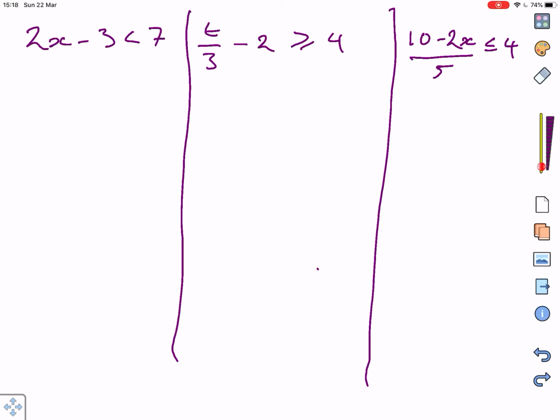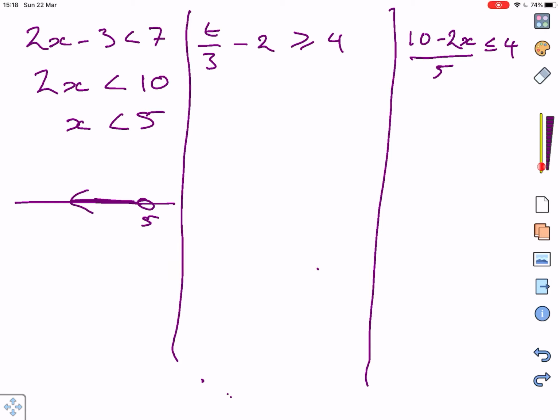So for the first one, if that was a normal equation, I would add 3 to both sides. So I'd get 2x on the left, and because I added 3 to the left, I've got to add 3 to the right. 7 plus 3 is 10. Now I've got 2x is less than 10. Divide both sides by 2. I solve it, I get x is less than 5. If I was drawing that on a number line, there's my 5. It's got an open circle because it cannot equal 5, but then x could be anything less than 5.